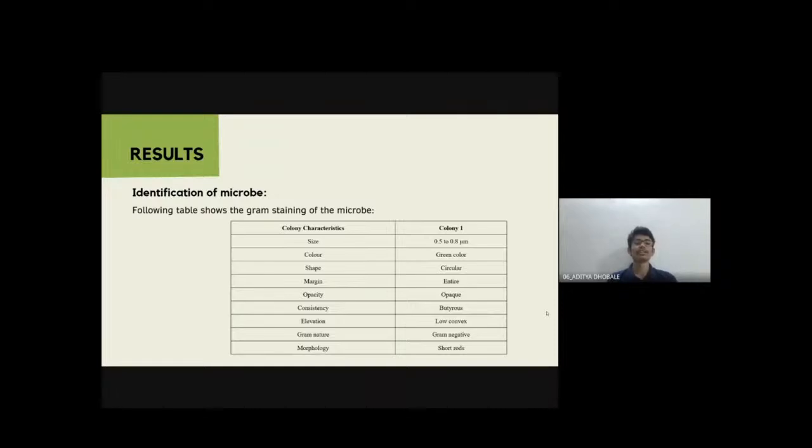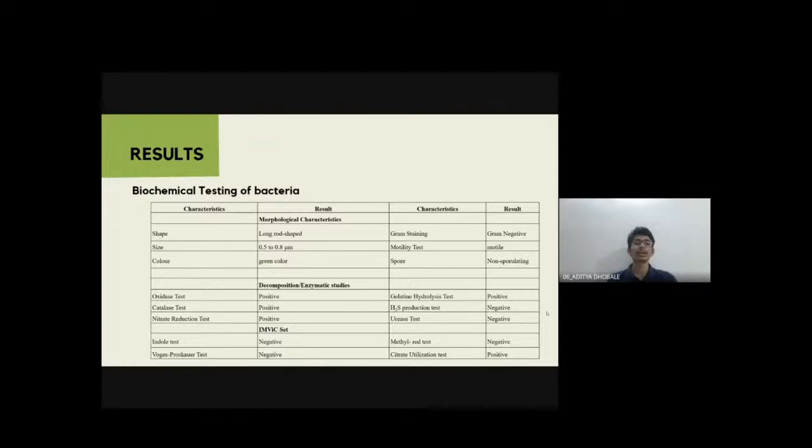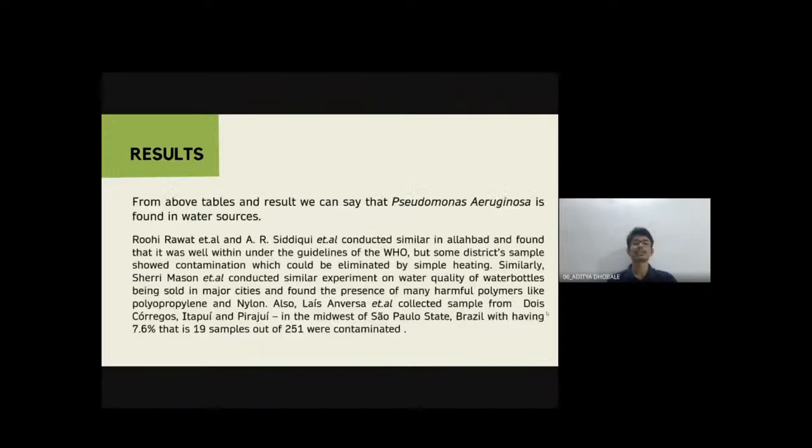Identification of microbe. The following table shows the Gram staining of the microbe, the main highlight being that the organism is Gram-negative, 0.5 to 0.8 micrometers in size, and green in color. Biochemical testing of bacteria: several tests were carried out, like the oxidase test, catalase test, nitrate reduction test, gelatin hydrolysis test, urease test, and from IMViC, the indole test, VP test, methyl red test, and citrate utilization test, the results of which are shown as follows. From the above table, we can conclude that the microbe we have is none other than Pseudomonas aeruginosa.